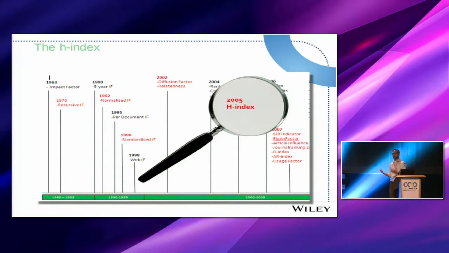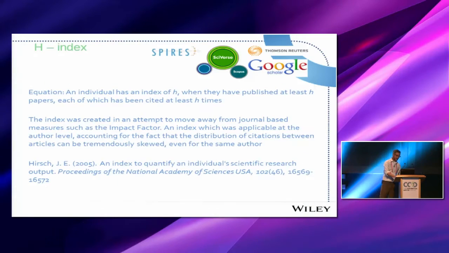So the idea that the impact factor especially was used to measure the effectiveness or the importance of authors led Hirsch to come up with his metric called the H-index. And what does the H-index do? Well, the equation is that an individual has an index of H when they've published at least H papers that have been cited at least H times.